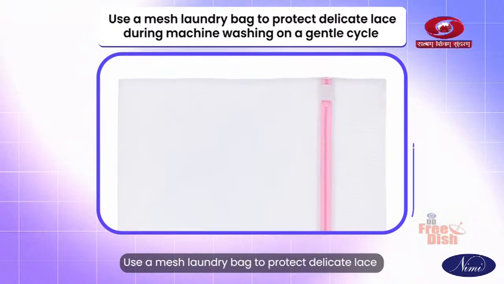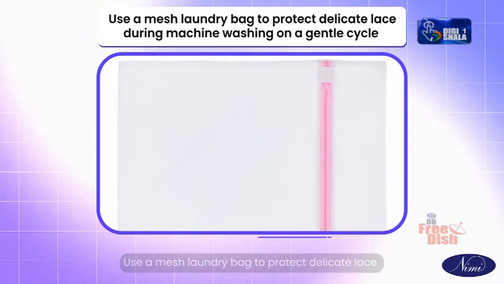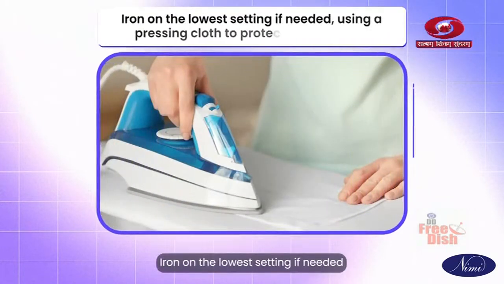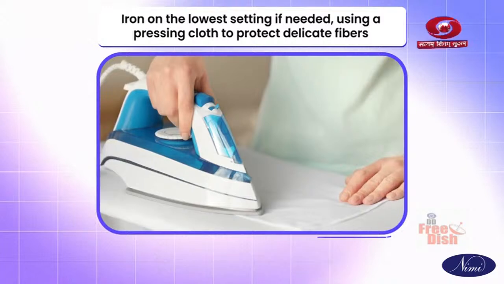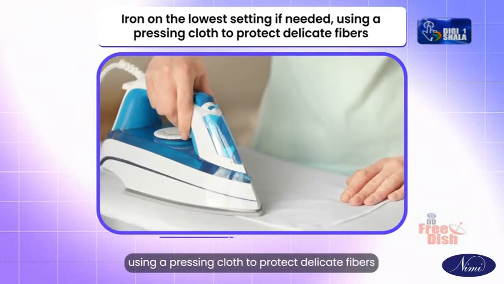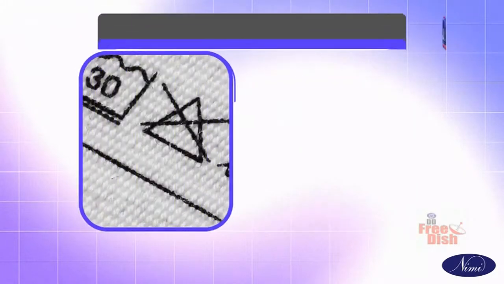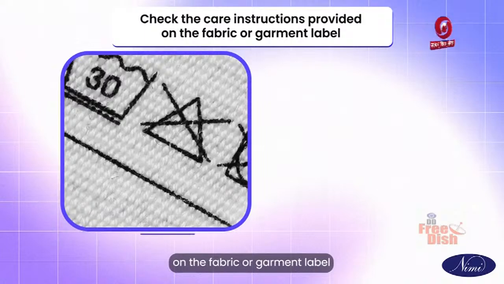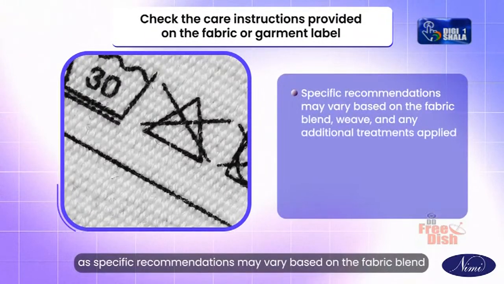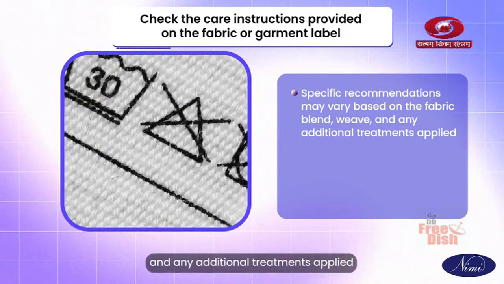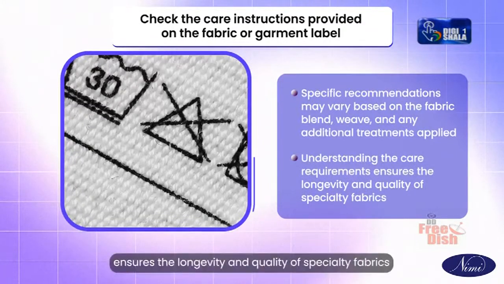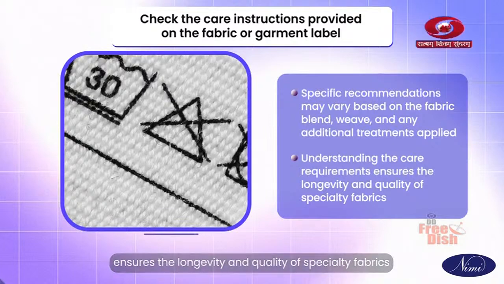Use a mesh laundry bag to protect delicate lace during machine washing on a gentle cycle. Iron on the lowest setting if needed, using a pressing cloth to protect delicate fibers. Always check the care instructions provided on the fabric or garment label, as specific recommendations may vary based on the fabric blend and any additional treatments applied. Understanding the care requirements ensures the longevity and quality of specialty fabrics.